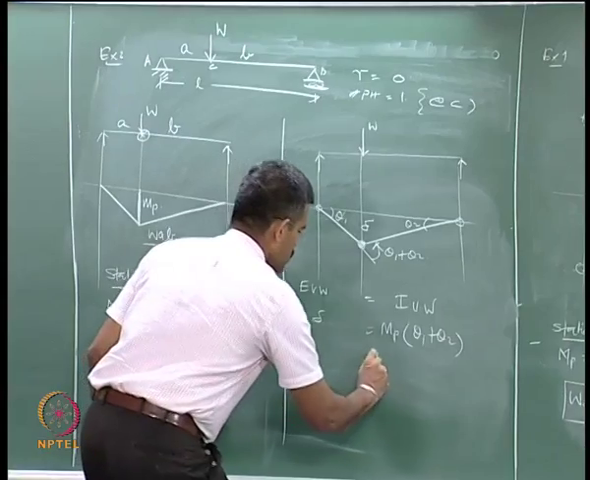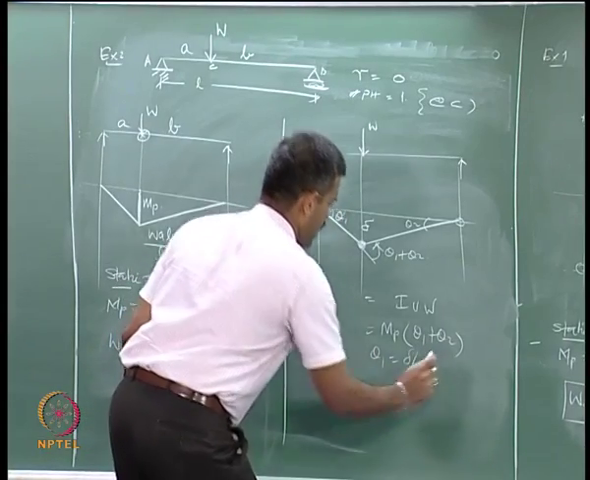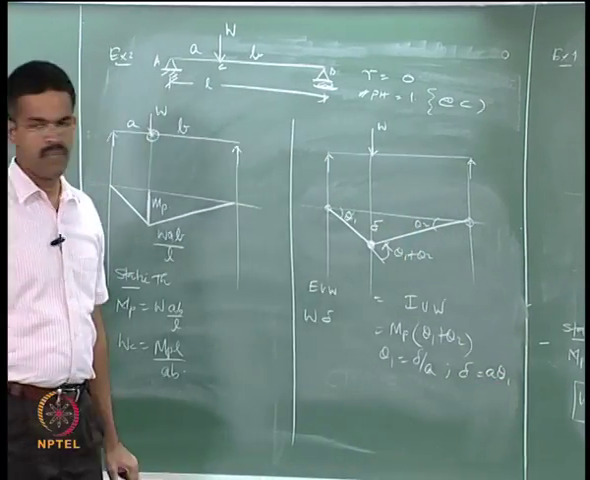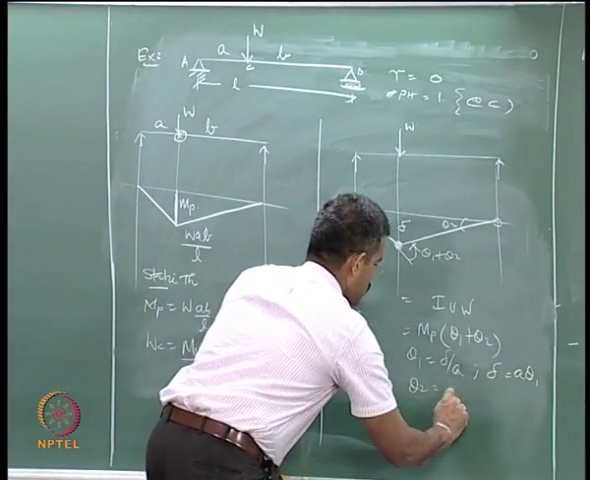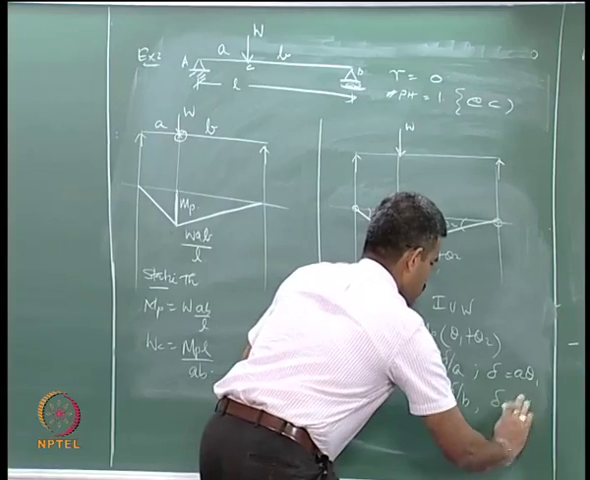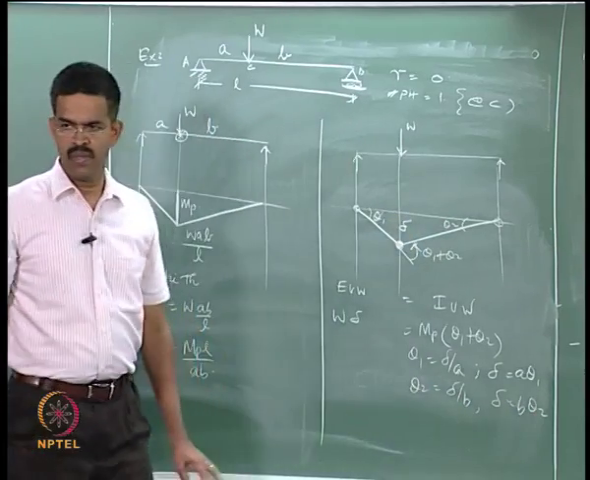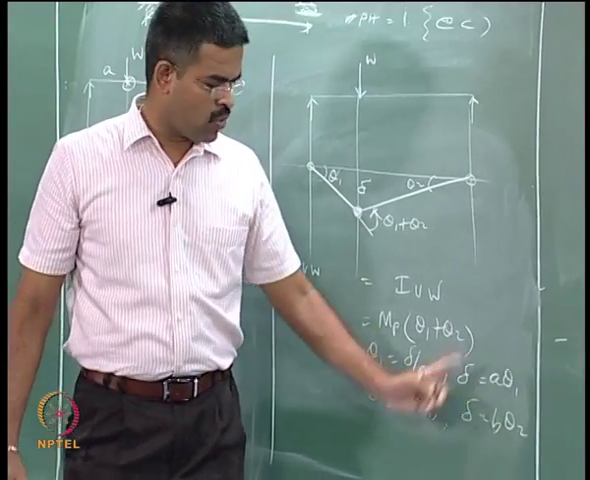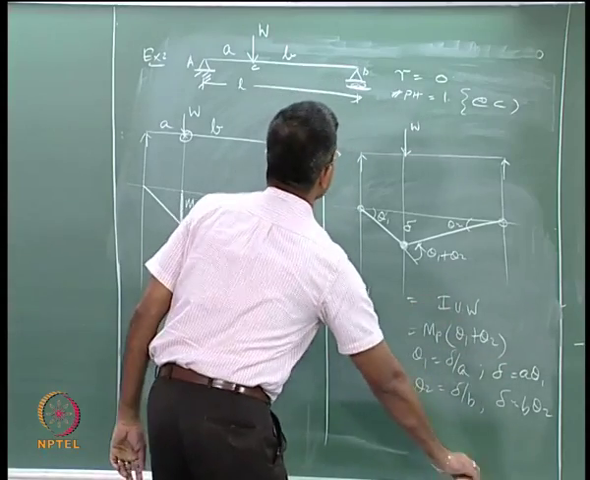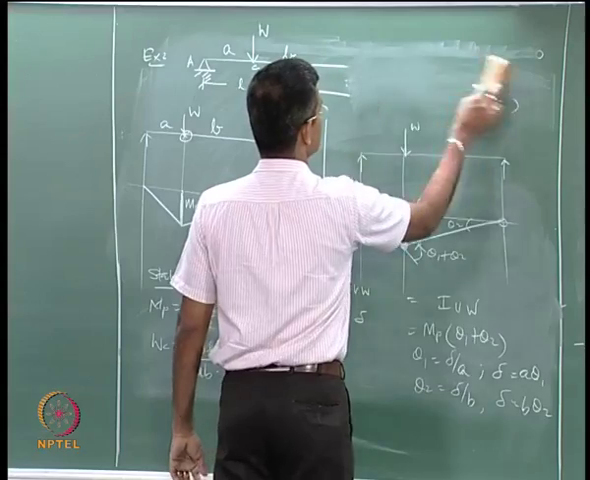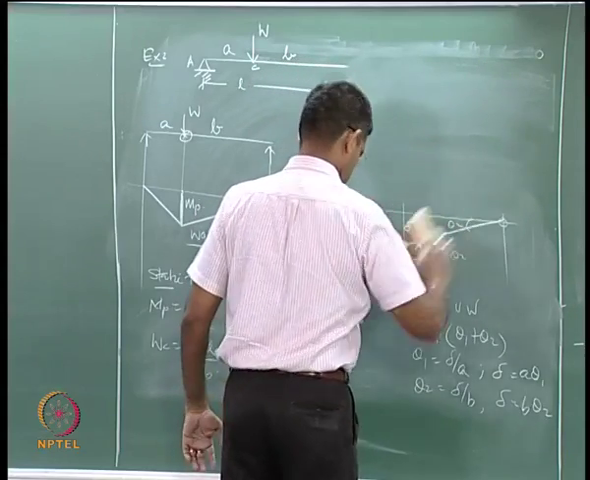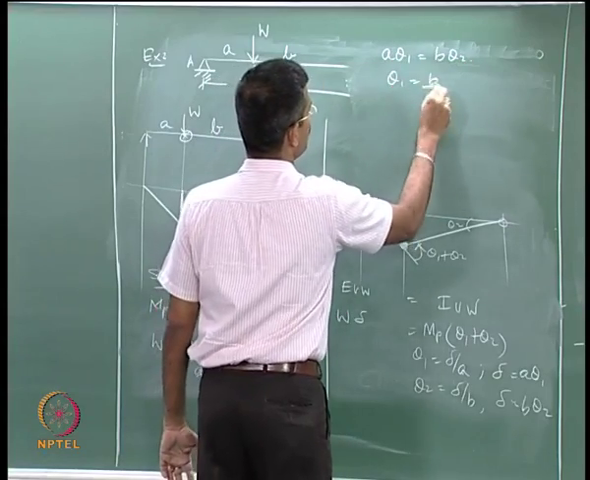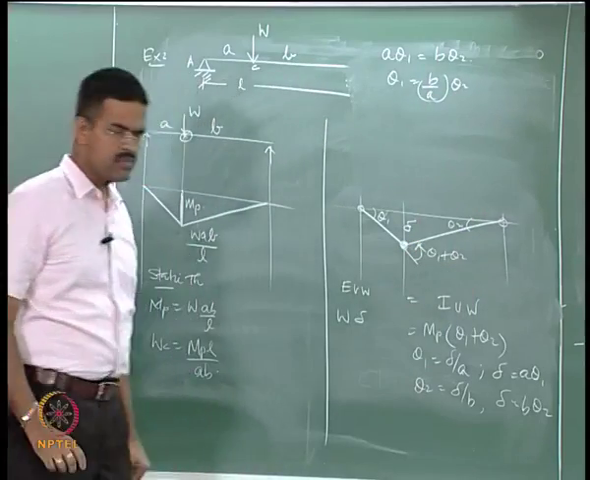Now from the figure, theta 1 is delta by A or delta is equal to A theta 1. Also from the figure, theta 2 is delta by B, that is delta is equal to B theta 2. So theta 1 can be expressed in terms of theta 2 because they are equal. A theta 1 can be B theta 2, therefore theta 1 can be B by A of theta 2.